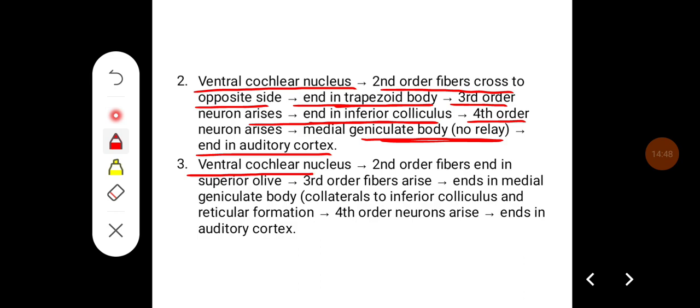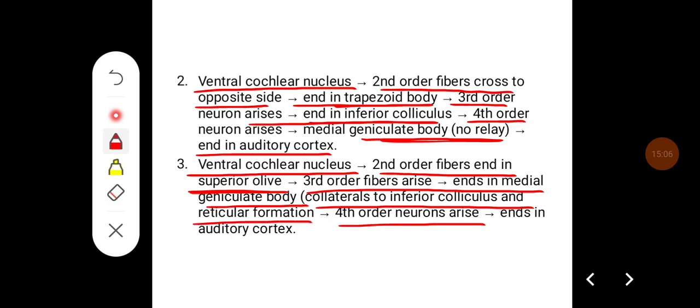Then some fibers from the ventral cochlear nucleus, which form the second order neurons, end in the superior olivary nucleus. From here, third order neurons arise, they end in the medial geniculate body, which also gives collaterals to the inferior colliculus and reticular formation. From here, fourth order neurons arise, they end in the auditory cortex.